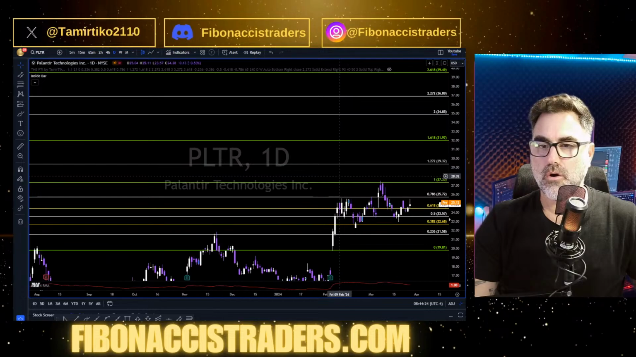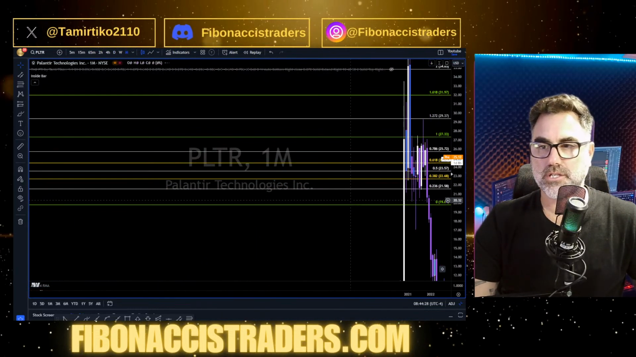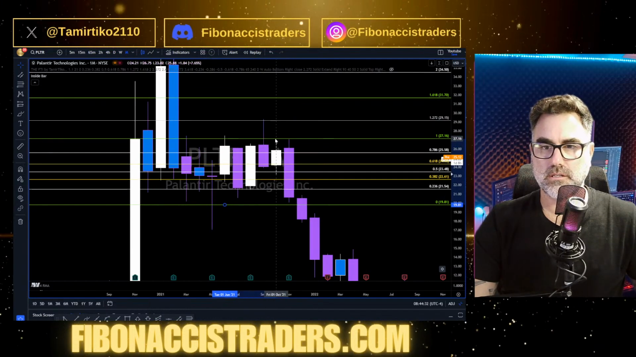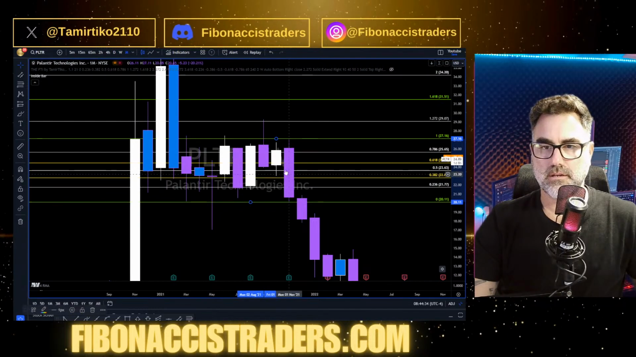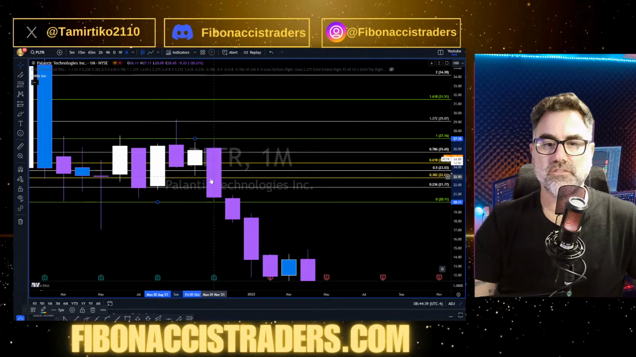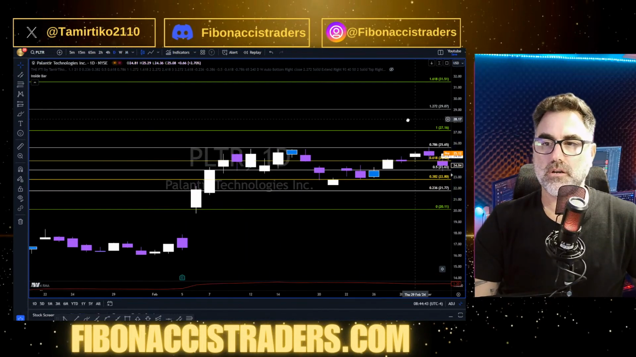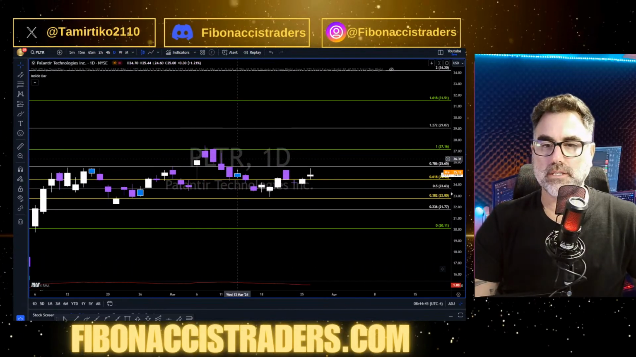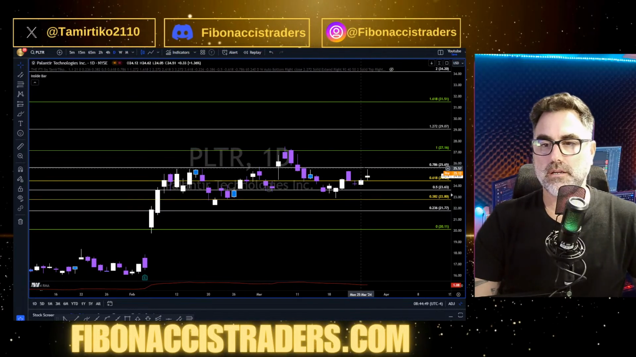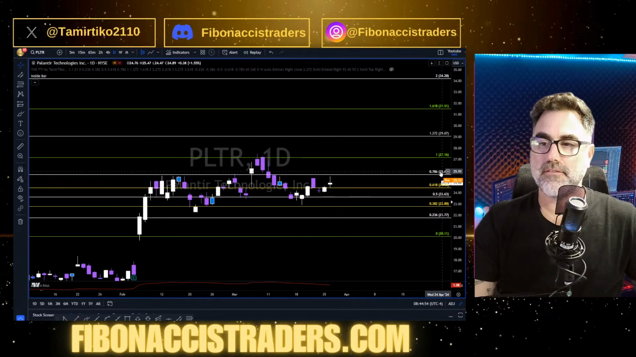Look at this. From one candle, which candle was it? This candle, right? This candle over here. August, November of 2021. One candle 3 years ago gave us all the support and resistance until today. What does it mean? Price follows Fibonacci.